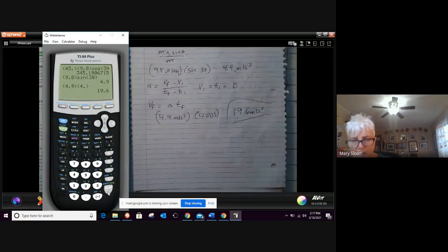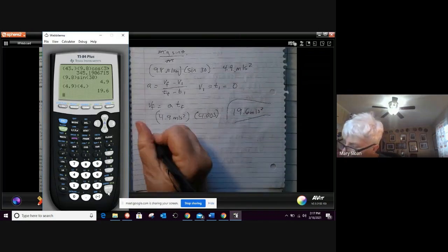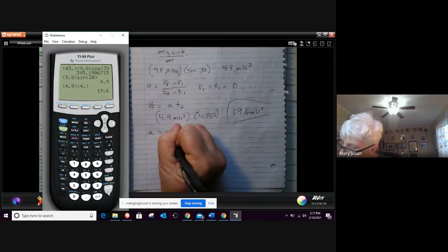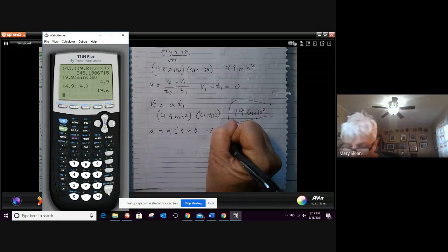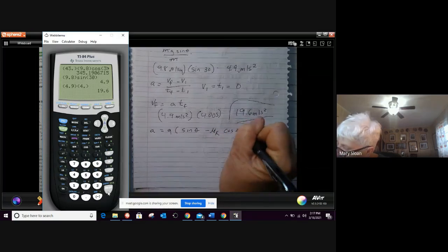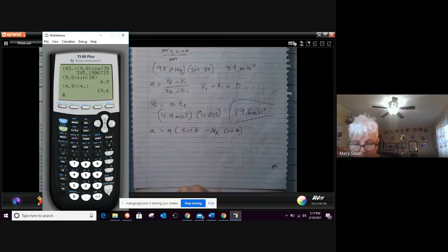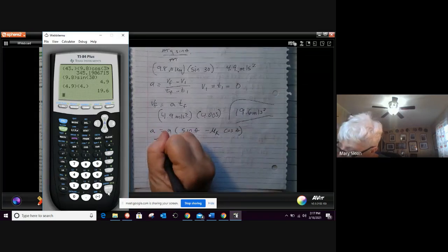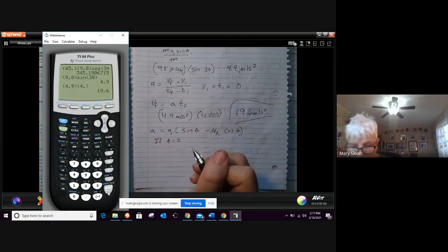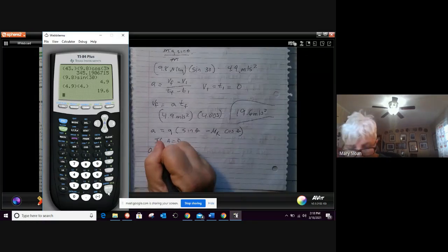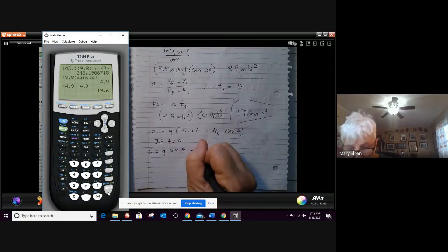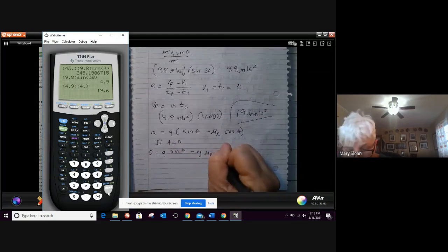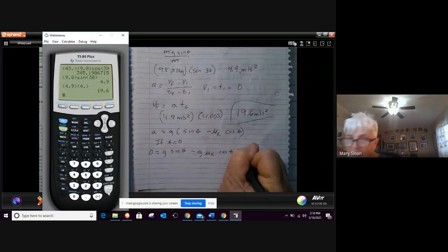So the first thing that I'm going to do is remember how to find acceleration with friction. That is g sine theta minus the coefficient of sliding kinetic friction times g cosine of the angle. So if a is equal to 0, then 0 is equal to gravity sine theta minus the coefficient of sliding friction times gravity cosine of the angle.